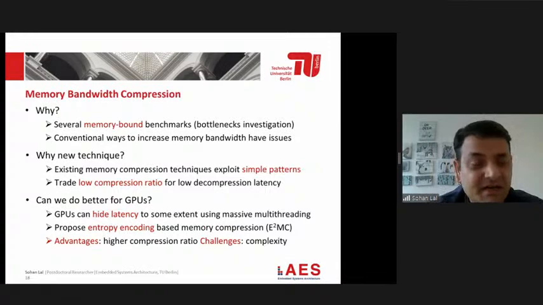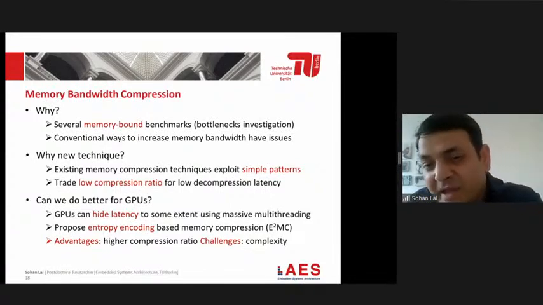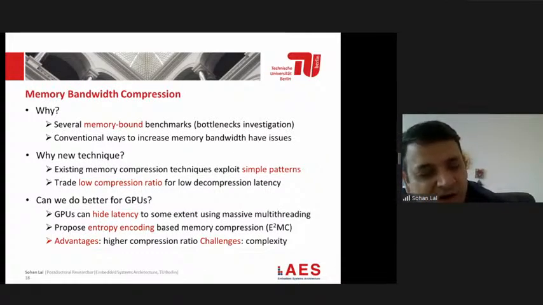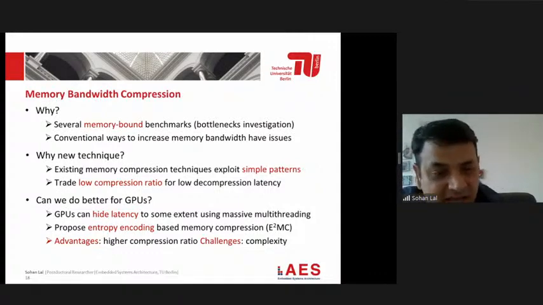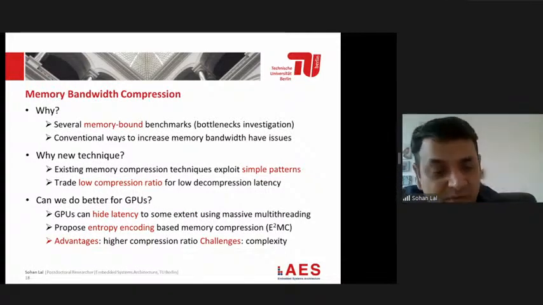Then we ask ourselves a question: can we do better for the GPUs? GPUs can hide latency to some extent because they use massive multi-threading. They can switch to a new thread when one thread or one group of threads is waiting for the data from memory. This is not the case with CPUs because CPUs are very latency sensitive. If you increase the latency, their performance goes down. There are some benchmarks which are not that latency sensitive. We proposed a bit complex entropy encoding-based memory compression technique for GPU.